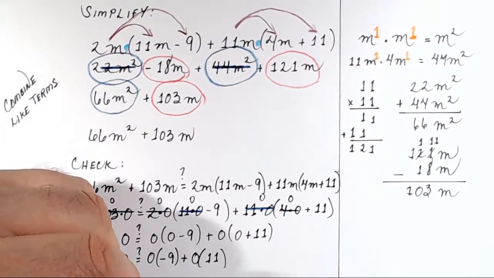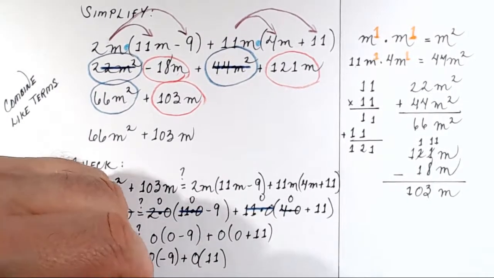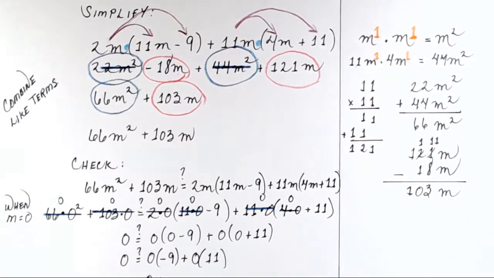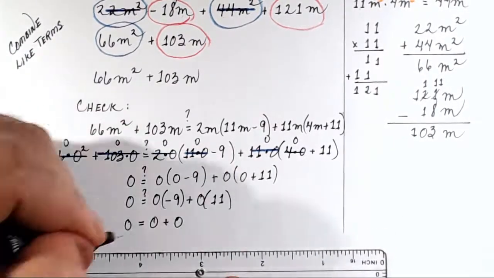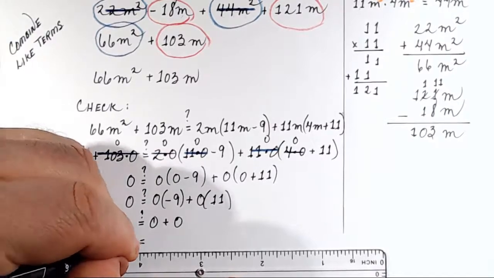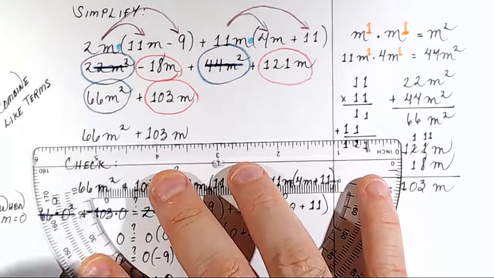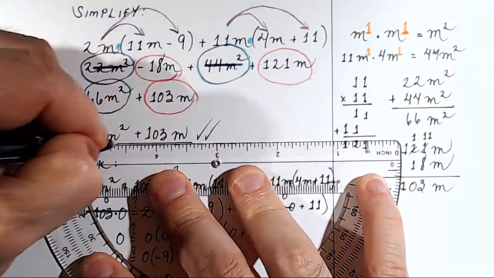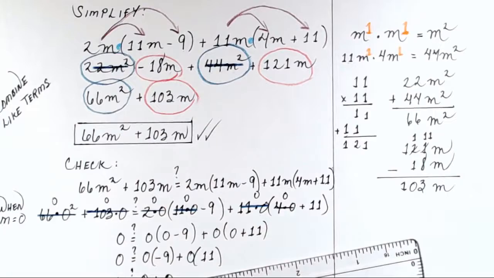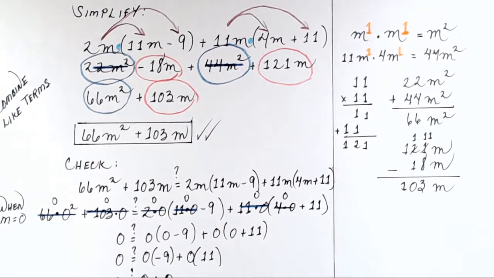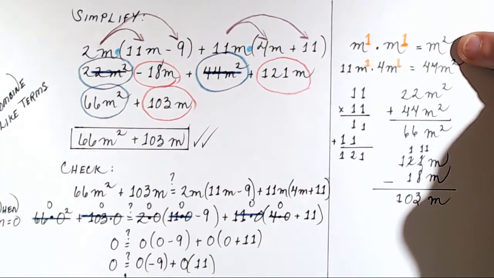I have 0 equals, and then here it's just minus 9 times 0 is 0, plus 0 times 11, oops, you can't see this, 0 times 11 is just 0. Okay, so does 0 equal 0? Yep, 0 equals 0. That's a double check mark, and that means that we correctly simplified this expression. This is good news, all right? So that is how you simplify an expression that involves the distributive property and squared terms.